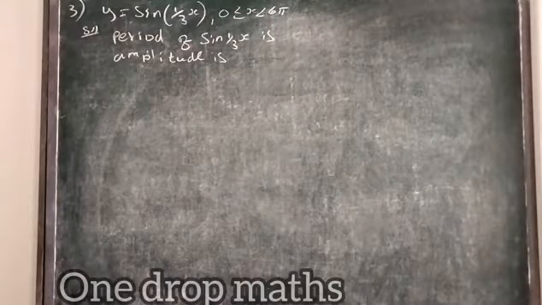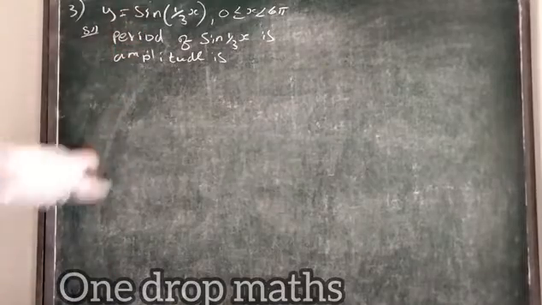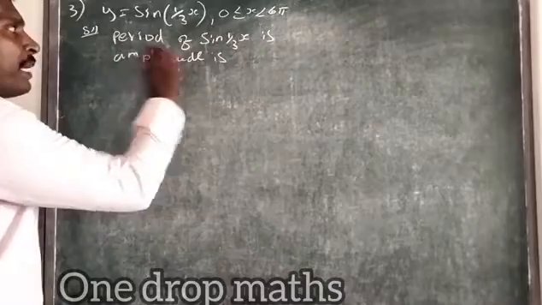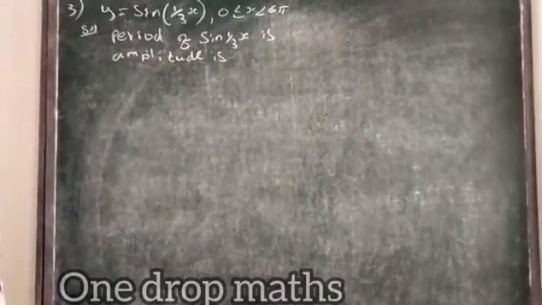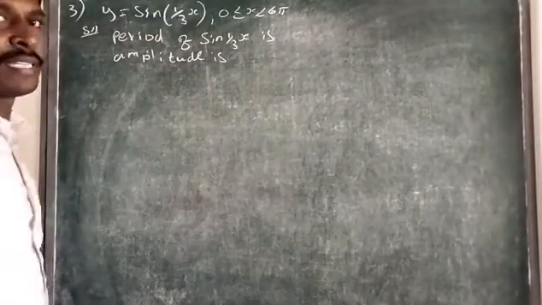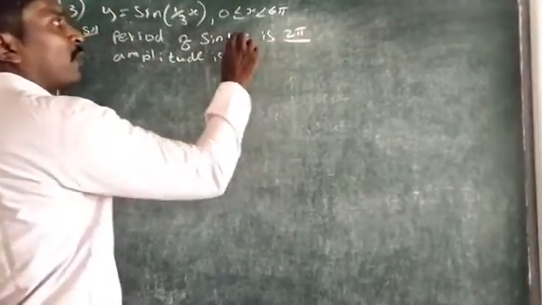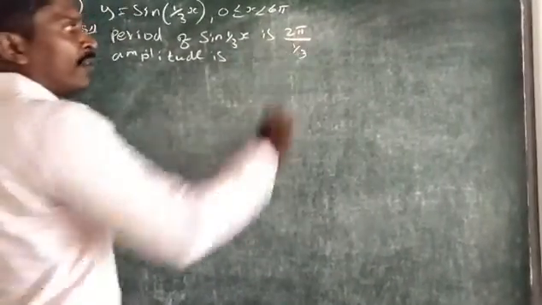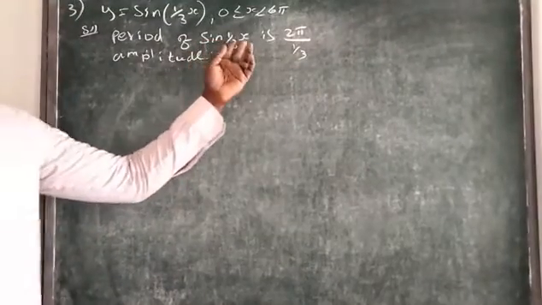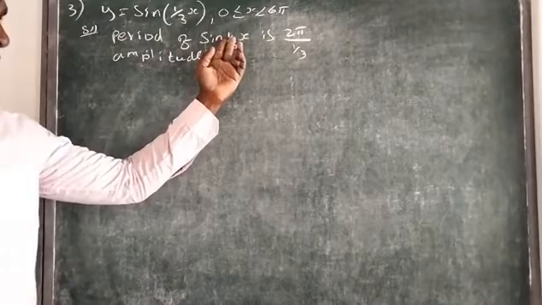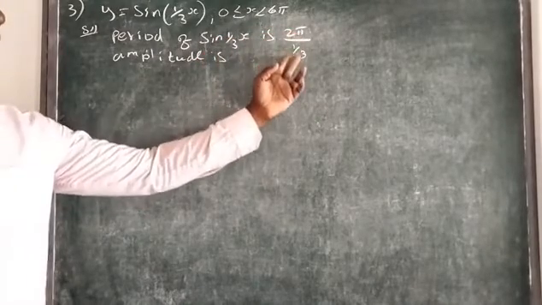So in this video you are going to learn how to draw the diagram for y equal to sin(1/3 x). First, write the period of sin(1/3 x). For a full circle we have 360 degrees, so we can write the period as 2 pi divided by the coefficient of x. What is that here? It is 1/3. Suppose 7x is there, you can write 2 pi by 7. Suppose we have 4x, 2 pi divided by 4.